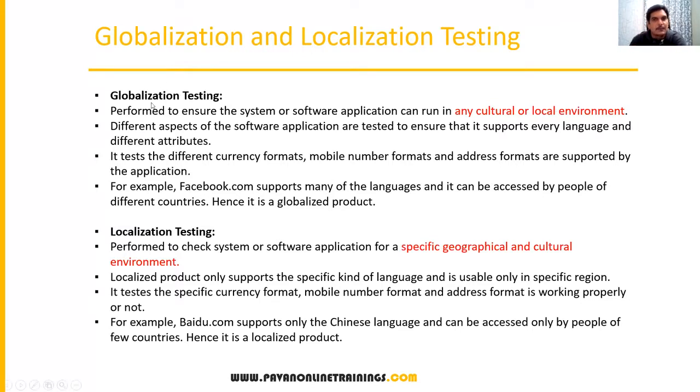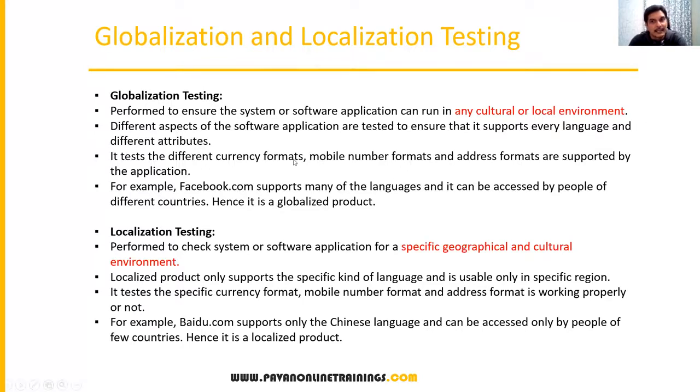Globalization testing is performed to ensure the system or software application can run in any cultural or local environment. It also includes local. Global means what? The whole world. Local is a part of the global. Different aspects of the software application are tested to ensure that it supports every language and different attributes. Global means it should be able to support all kinds of languages. In different countries, they can use the application in different languages. That is globalization support.